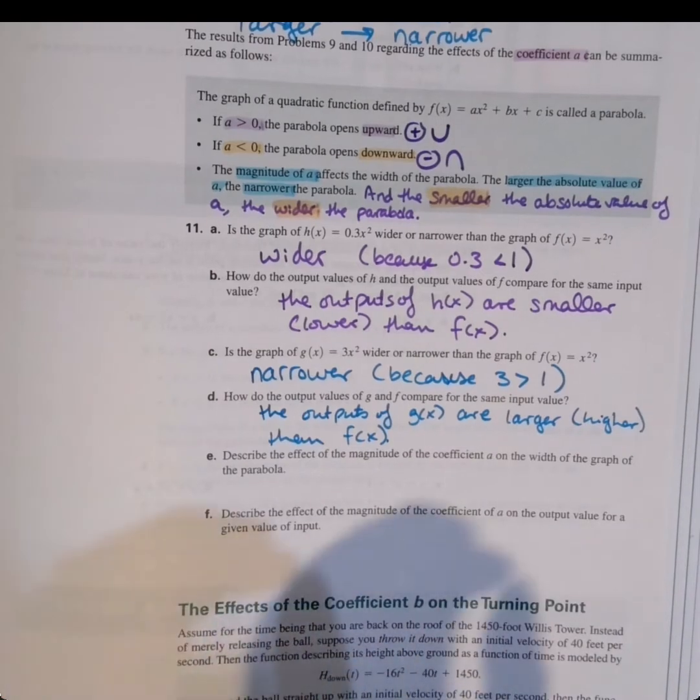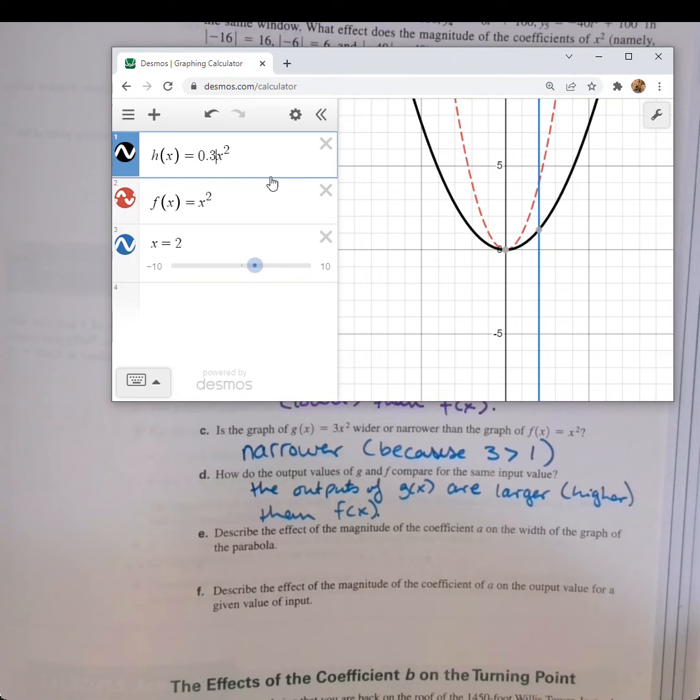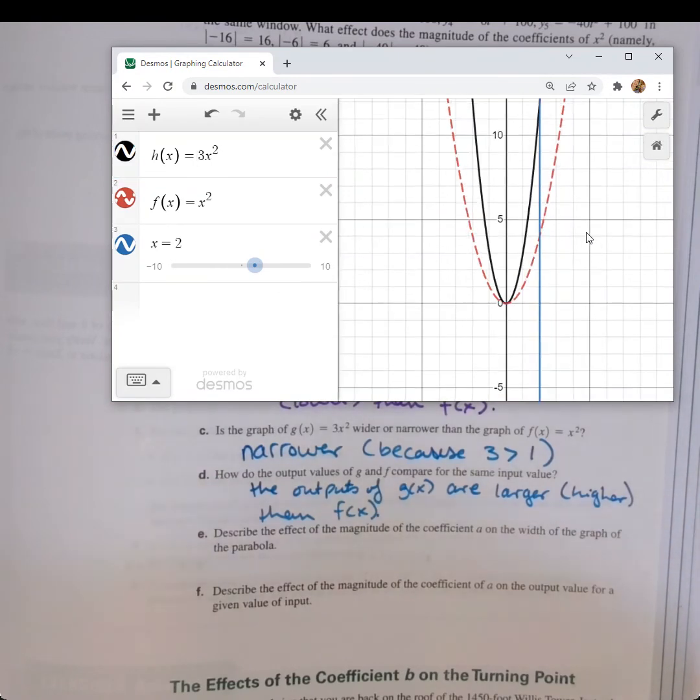And again, we can look at this one graphically. If I just take away the 0.3, we're going to have the comparison with 3, and you'll see that, again, the h of x function is narrower than the f of x function. And if you look at a singular input, the output is going to be larger or higher for the h of x function than it is for the f of x function. For the input of 2, 12 is a larger, higher value than 4. Okay? So once again, you can see that you're narrow when you have a larger coefficient.